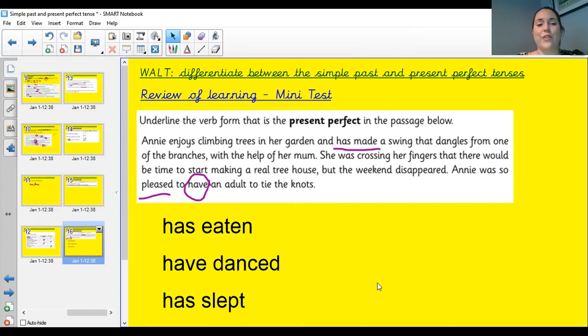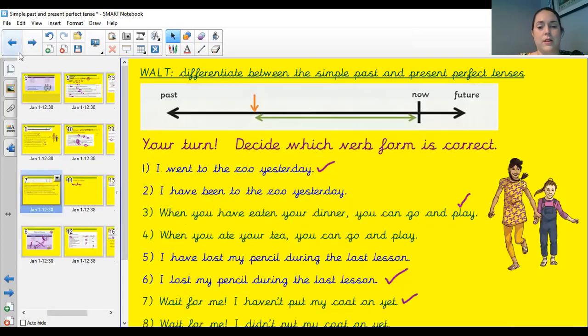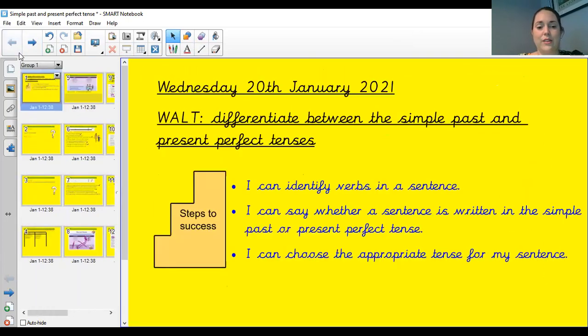Right, well done today, year four. Hopefully you have achieved your step to success and you can now confidently tell me where the verb is in a sentence. You can tell me whether something is written in the simple past or the present perfect, and you are able to write your own sentences in the simple past or the present perfect tense.